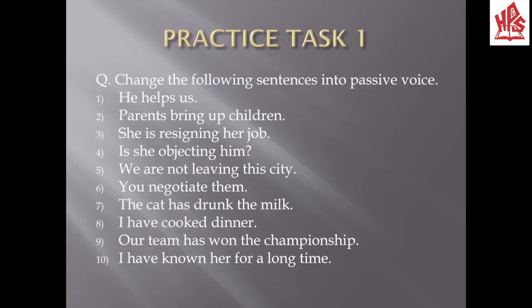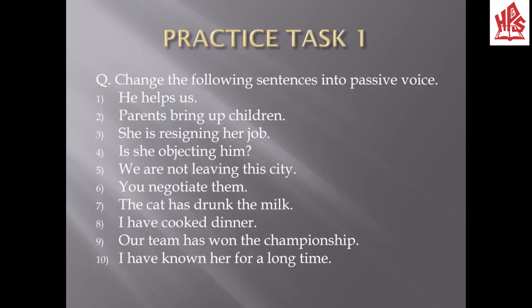Is she objecting to him? Once again, it is present continuous tense. Is he being objected to by her? We have added being with is, am, are and we have changed our subject and object. We are not leaving the city. Once again, it is present continuous tense. This city is not being left by us. Is, am, are with being will come in your passive voice.